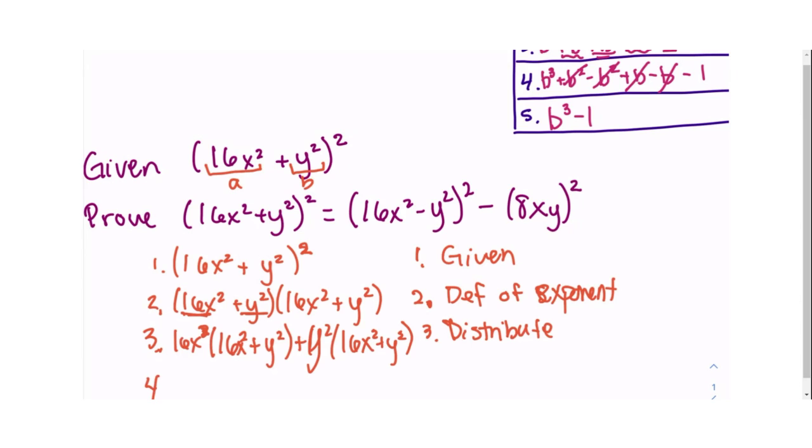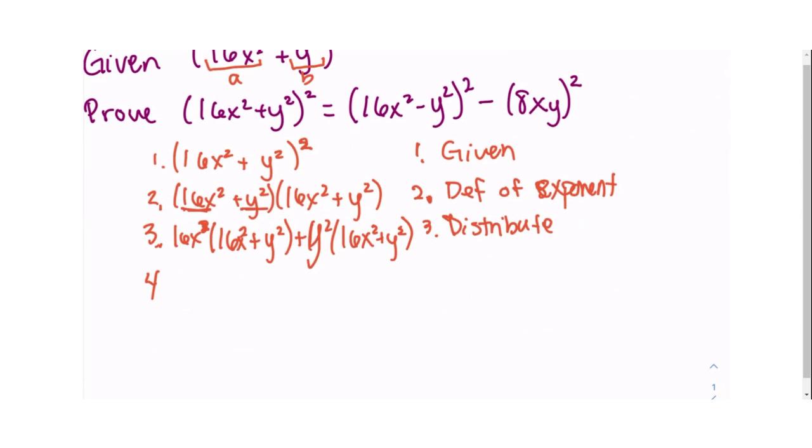So step 4, and this is the important part. Then you'd have big numbers. What we're doing now is we're still distributing, but you're going to have big numbers. 16 multiplied by 16. I don't remember what that is off the top of my head. Oh, it is 256. So we'd have 256x to the fourth plus 16x squared y squared.